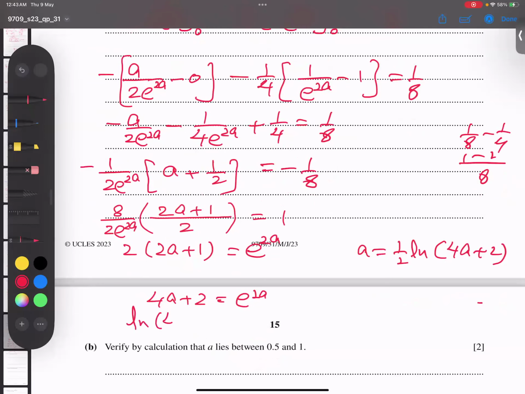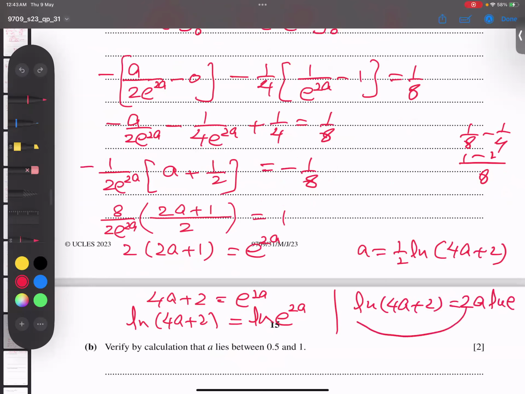ln of the left-hand side, ln of the right-hand side. So 2a will go down. When it goes down, ln of 4a plus 2. So 2a ln of e, and ln of e is 1. And this 2 will divide. Alhamdulillah Rabbil Alameen. And I believe you got the target. Clear.